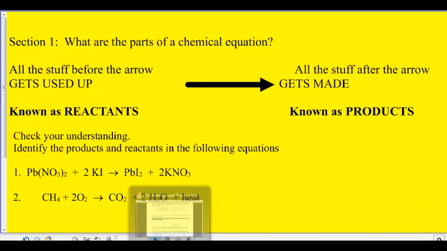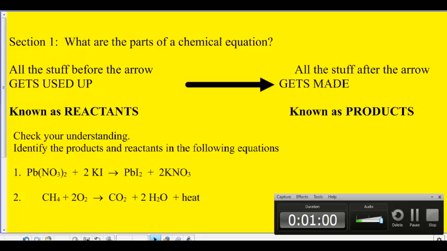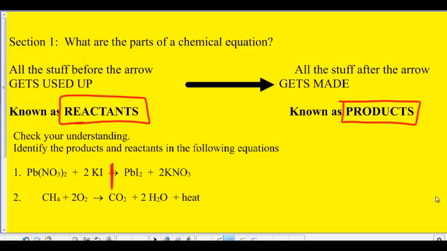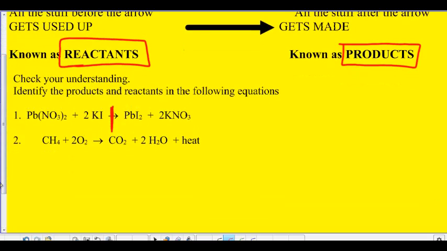So the stuff that comes before the arrow, you find on the left side, and we call those things the reactants. They are your ingredients in the reaction. They get used up, okay? And they go to make something new, which is the stuff that you find on the right side of the arrow over here, and those are known as products. So really, the arrow is what separates what you have before the reaction and what you have after the reaction.